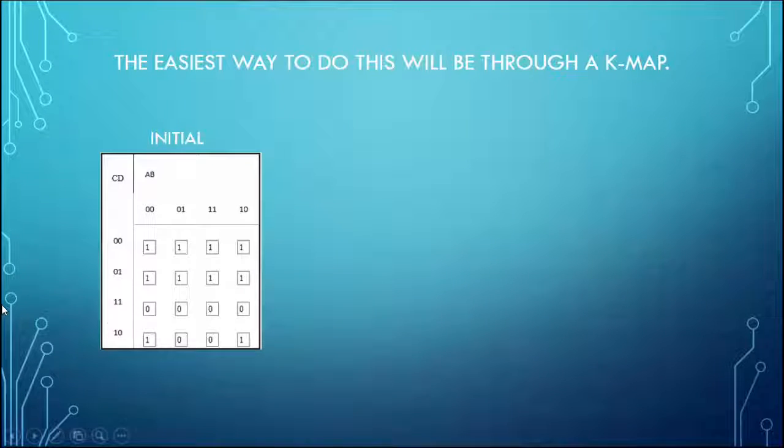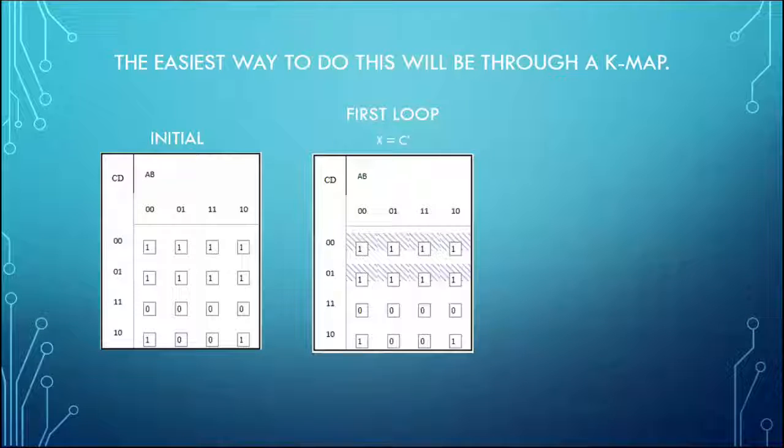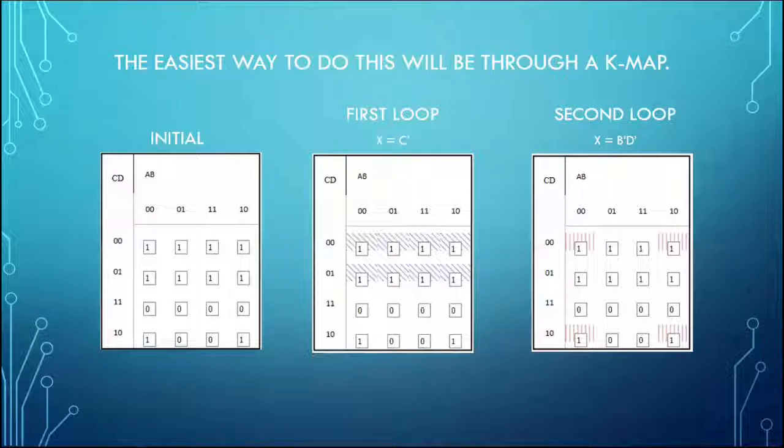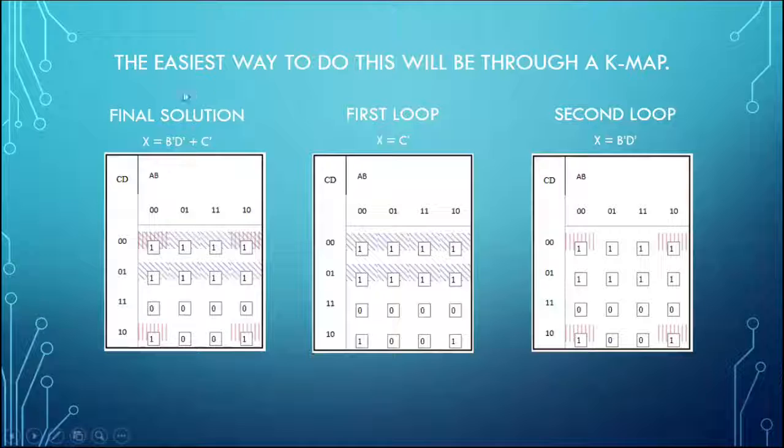So the easiest way to do this will be through a K-map. This is the initial K-map as it was first filled out. So now we look for our loops. The first loop, of course, is this top one up here with the 8 numbers, and it is equal to not C. The second loop is the 4 corners, so make sure you don't miss the fact that it's 4 corners and not just 2, because that will mess you up pretty quick. And this one is equal to not B and not D. So our final solution, when you put them all together, is X is equal to not B and not D, or not C.